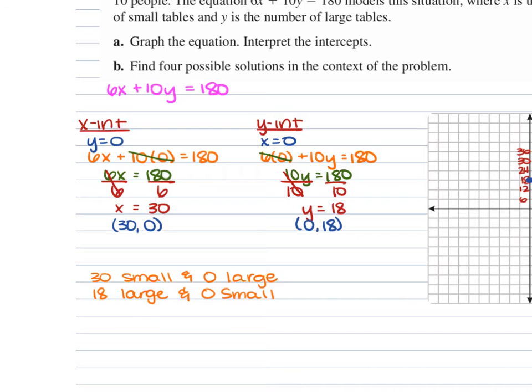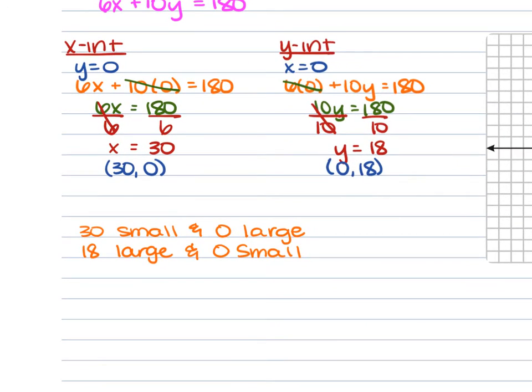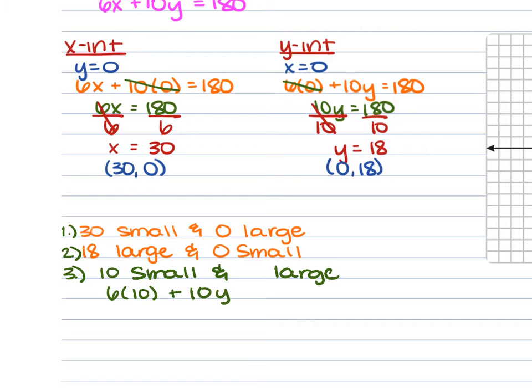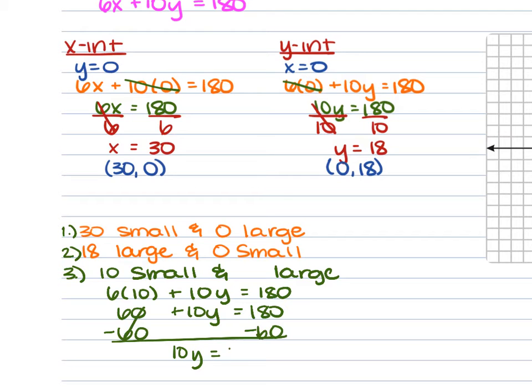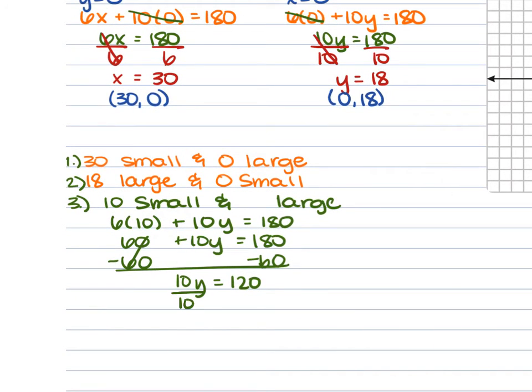For B, it tells you to find 4 possible solutions in the context of the problem. So we already found 2. A third could be, let's say we do 10 small tables. We would plug in 10 for x. So that would be 6 times 10 plus 10y is equal to 180. 6 times 10 is 60. We would just subtract the 60 from the 180. We would get 10y is equal to 120. We divide each side by the 10 and get y is equal to 12. So when you have 10 small tables, you'd have 12 large tables.